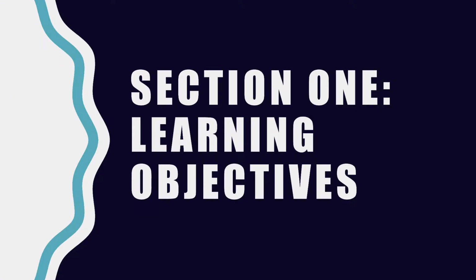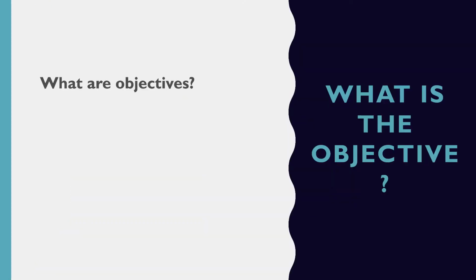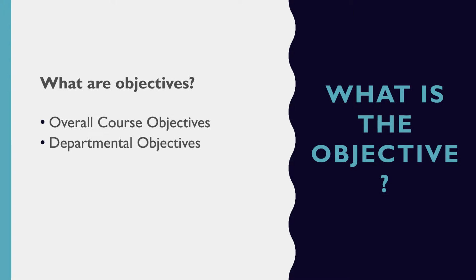Section 1, Learning Objectives. So what are objectives? A well-designed course should have learning objectives at multiple levels. We are likely well aware that we need to have overall course objectives for each of our courses, just as we are likely aware of any departmental learning objectives that may need to be considered during course design. And if you're working with a course that was designed for you or that someone else has taught before, these objectives may have already been decided, leaving you only to work within the goals decided for you.